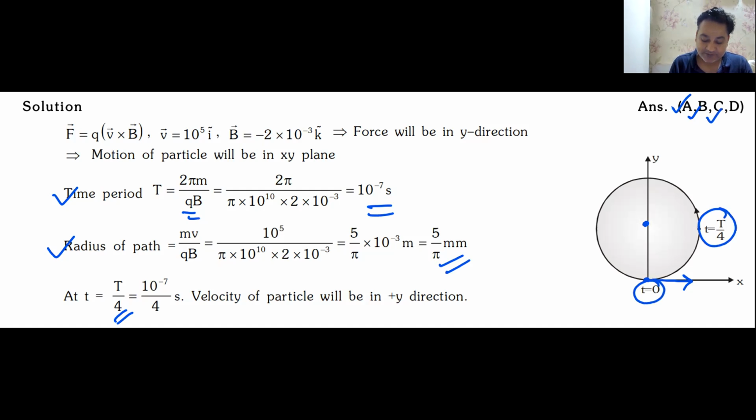At T by 4, it will be here. At T by 2, it will be here. At 3T by 4, it will be here. Velocity only changes in direction, it does not change in magnitude. So after T by 4, it will be along the positive y-axis and the velocity magnitude will remain the same, 10 to the power 5 j meter per second. So option number D is also correct. Did you get the answers, Peter? Do you understand how it is done?